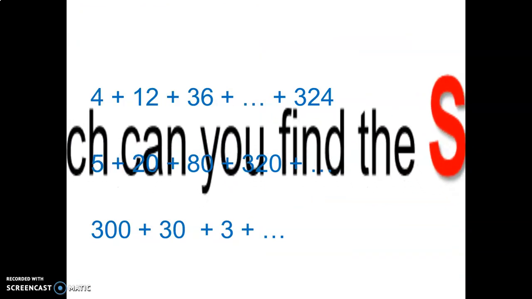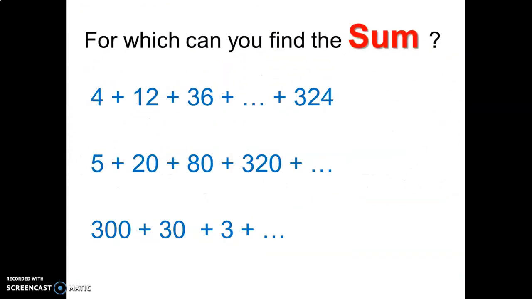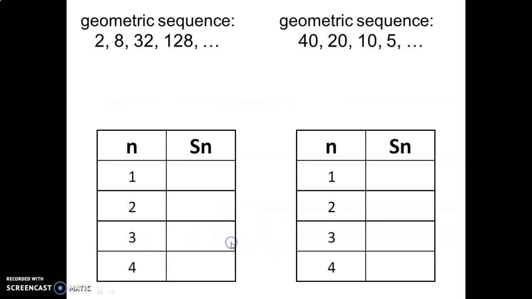So the question is, can you find a sum of any of these? Well, based on the discussion we've had so far, we can say yes, the third one we can find a sum for it. Because again, we'll be adding such small values eventually that they won't really change the sum that much. So we can say there is a sum to this infinite one, but only when it's converging. So let's take a look.